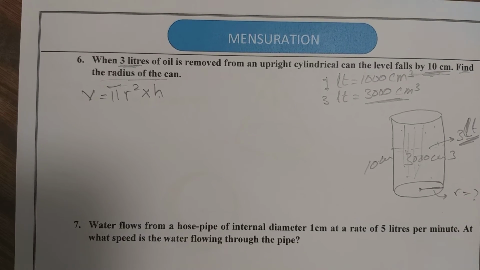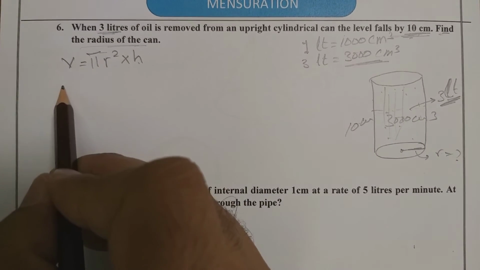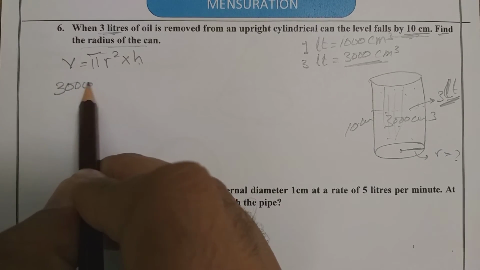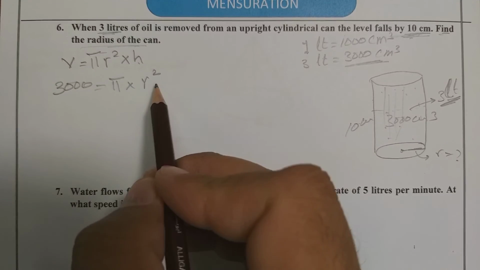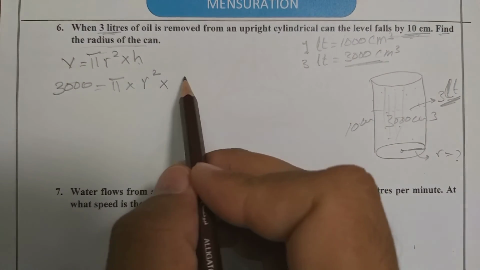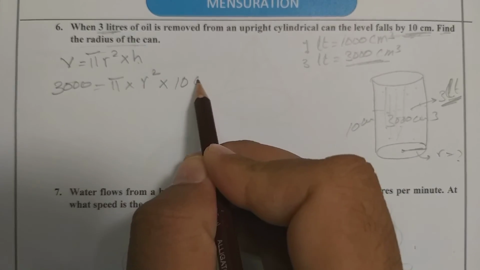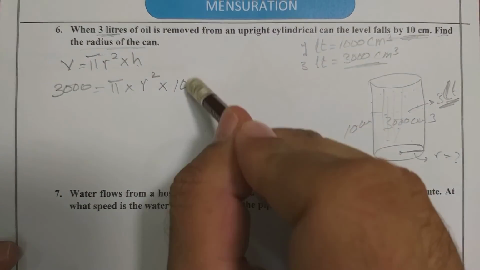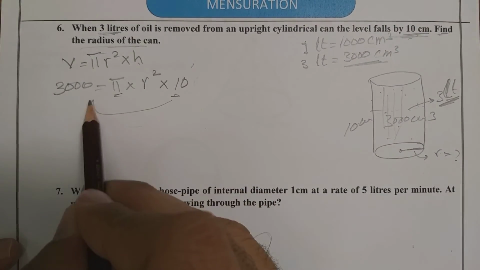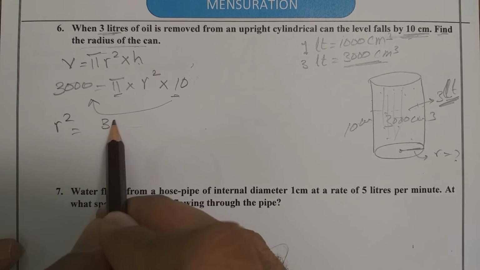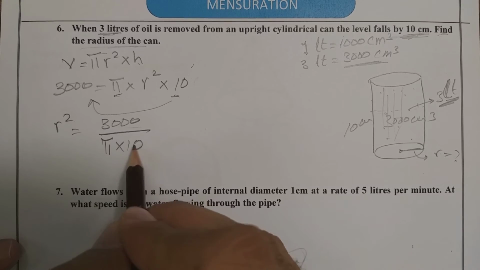So everything is clear now. Just substitute the values in the given formula and you find the answer. We are given the volume 3000 equals pi times r square, leaving r as it is, times the length of the fall of the oil from the can, which is 10 centimeters. The multiplication becomes division here. So r square equals 3000 divided by pi times 10.